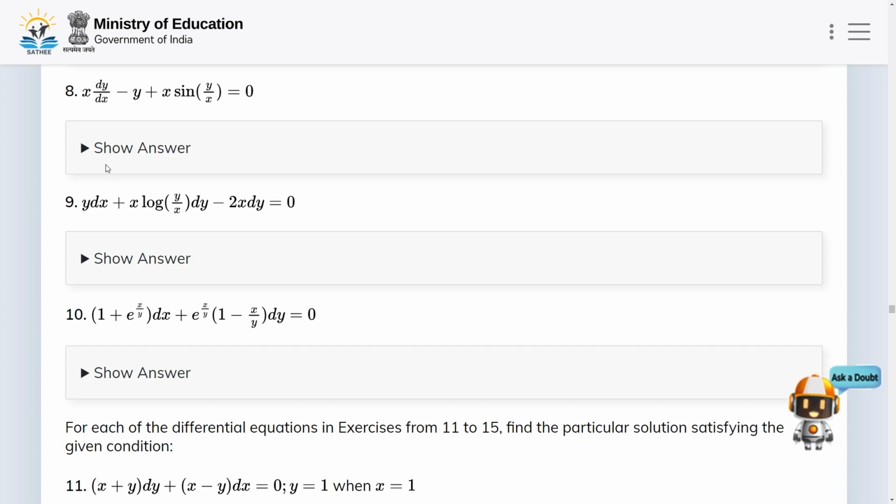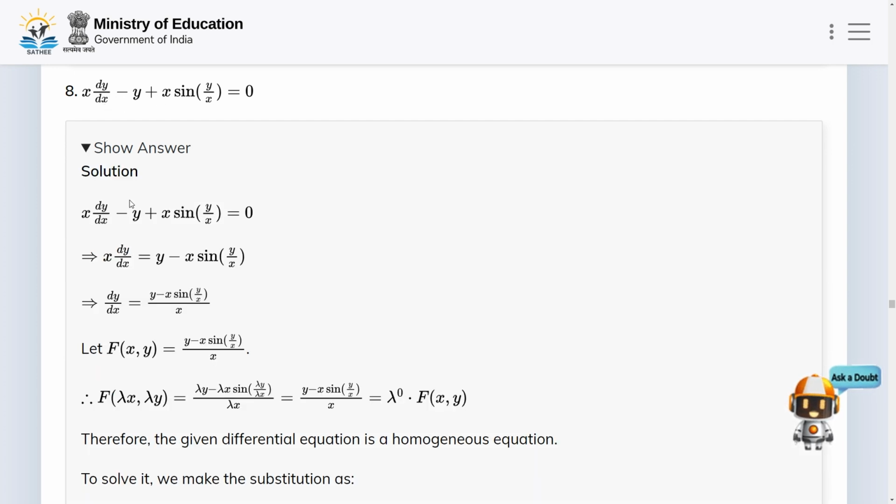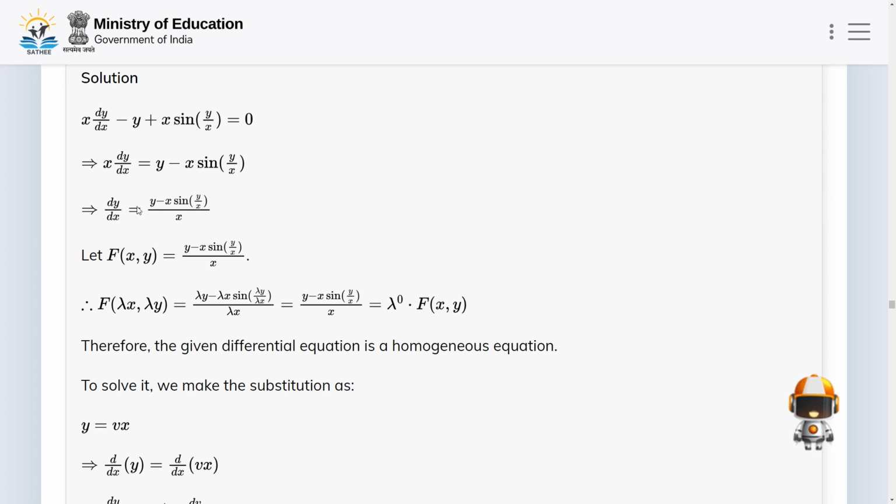Eighth problem. The eighth problem says x dy by dx minus y plus x sin y by x is equal to 0. This means dy by dx will be y minus x sin y by x, divided by x. This gives you capital F, which will be this. Capital F of lambda x, lambda y can be rewritten as lambda power 0 capital F of x, y. Homogeneous equation.